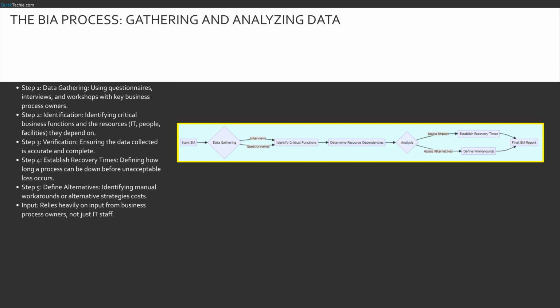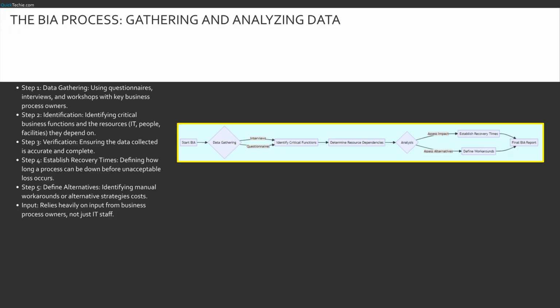How do we actually conduct a BIA? It is a structured process. We start by gathering data, often using questionnaires or interviewing key users and business process owners. We ask them, what do you do? Who relies on your output? And what happens if you can't do it? This leads to the identification of critical functions and resources.